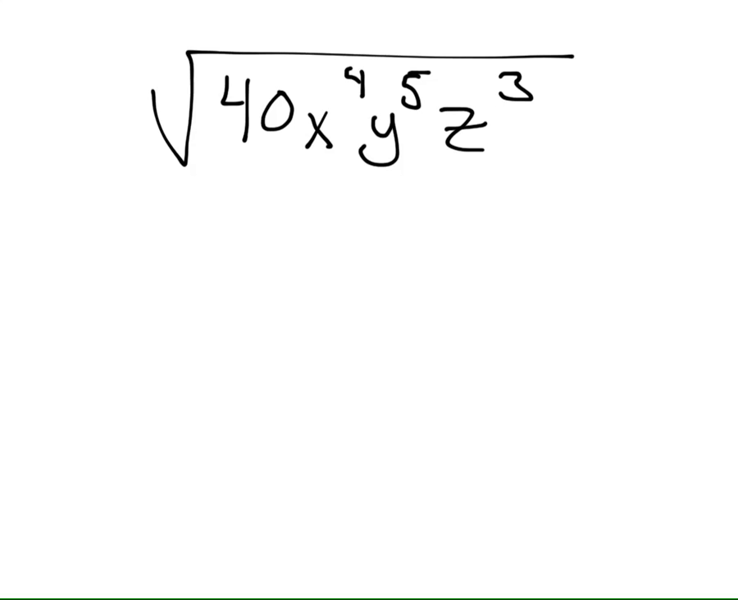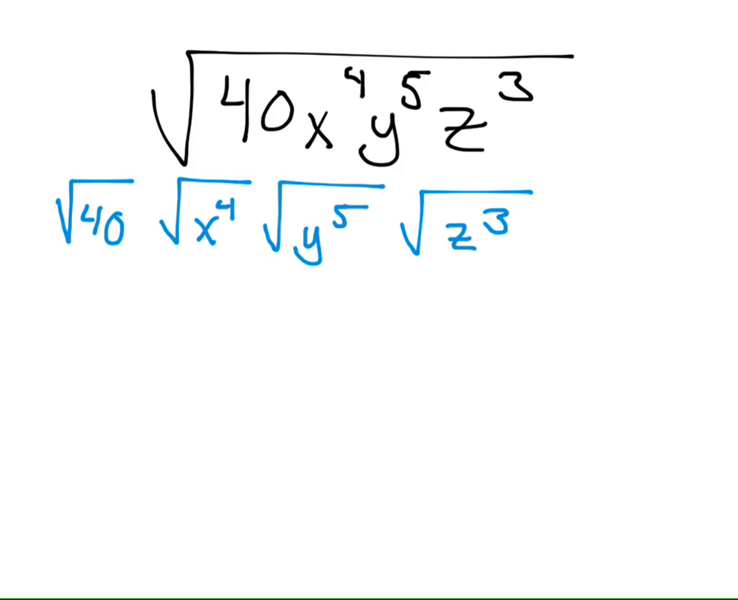Square root of 40x to the 4th, y to the 5th, z to the 3rd. Simplify that as far as you can. Now remember, one of the rules of square roots is you can break up the multiplication problem separately. So there's 4 different things being multiplied here if you look at it that way. So you could break it up into square root of 40, square root of x to the fourth, square root of y to the fifth, square root of z to the third.